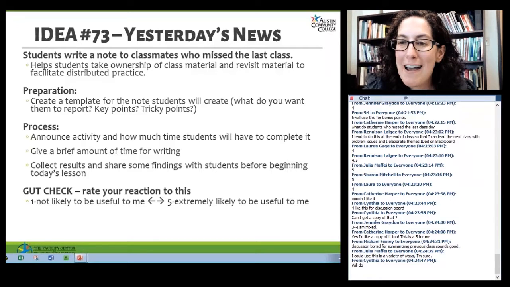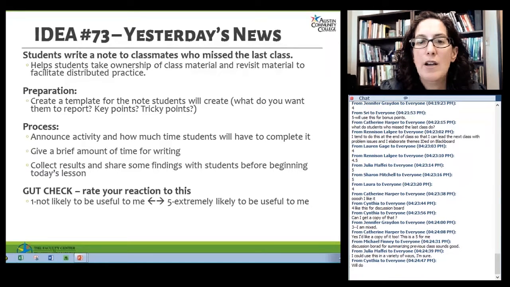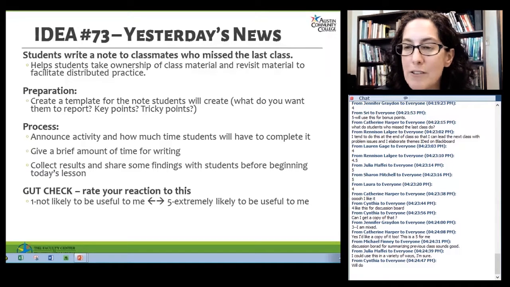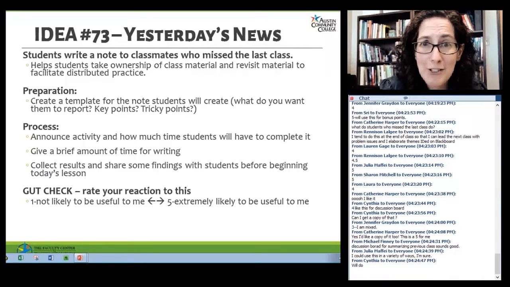So we've got several 5s, so maybe you guys can share how you're going to use this. Do you want to use this at the beginning of class or at the end, like Renison says? What kinds of things might you put as your template? What kinds of questions might you ask? So chat in with some of the ways you guys could use this. No pressure, Jennifer, you don't have to change your rating, but I want to see what they come up with.